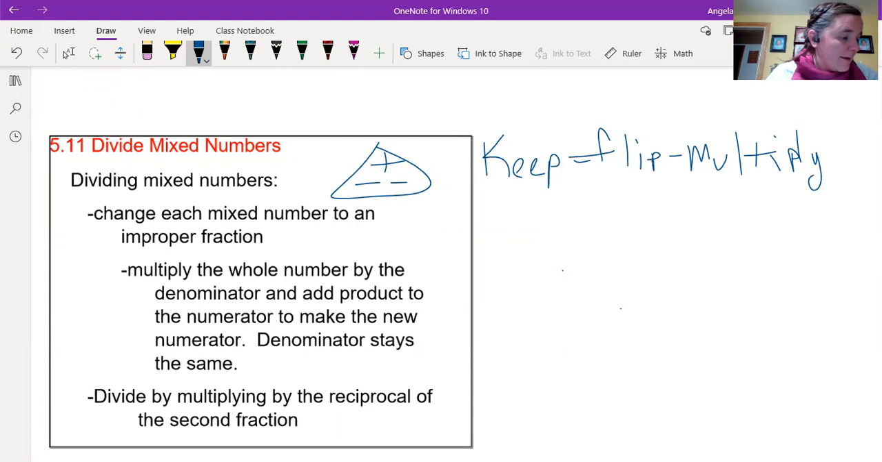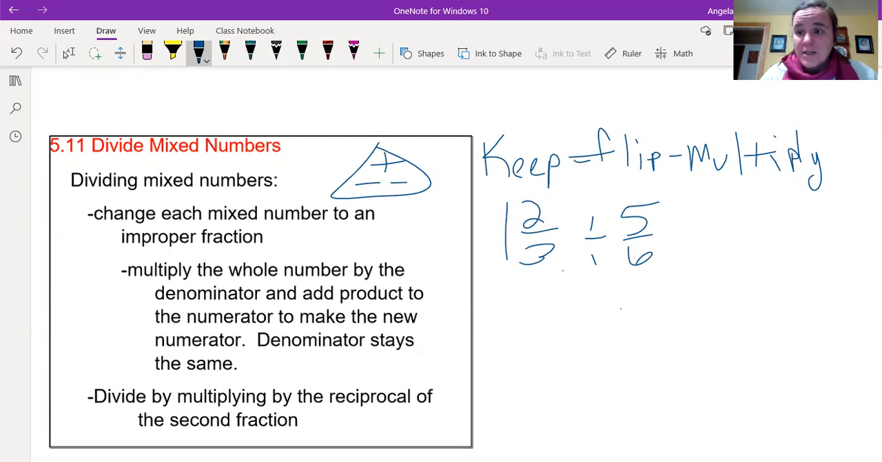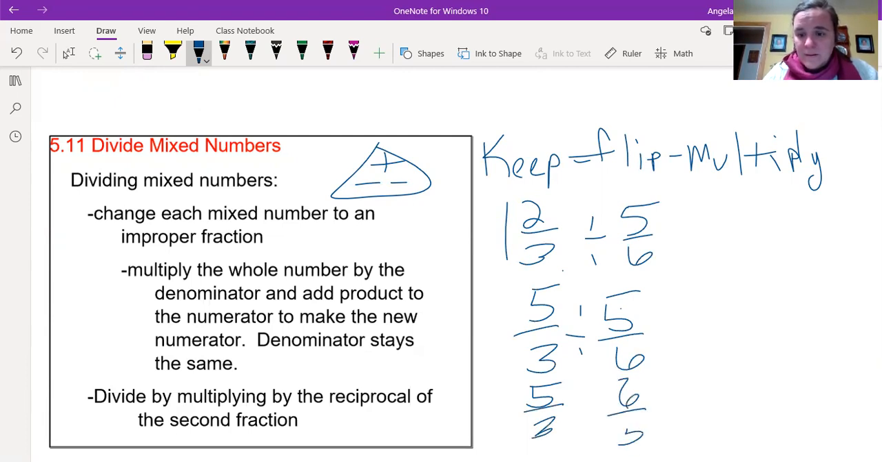So for example, if I had 1 2/3 divided by 5/6, I'm going to change 1 2/3 to an improper fraction. So 3 times 1 is 3, plus 2 more gives me 5/3 divided by 5/6. Now I keep, I flip, I multiply, and now I can cross cancel, and you get 2/1, which is really just 2.